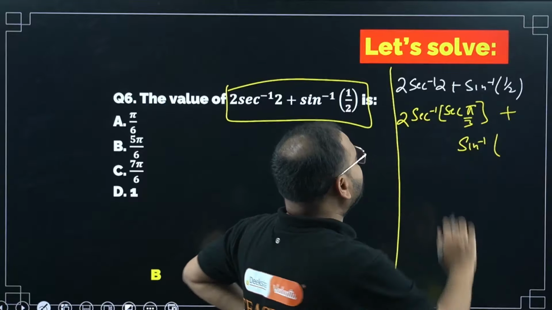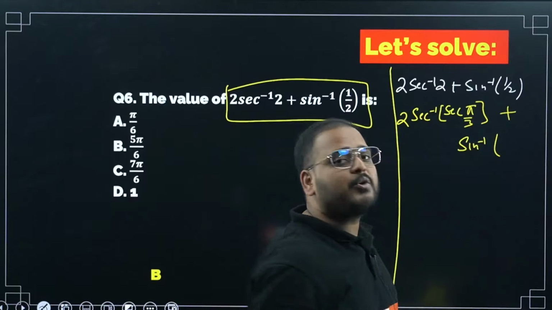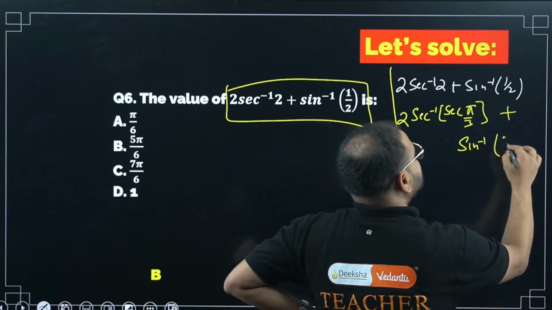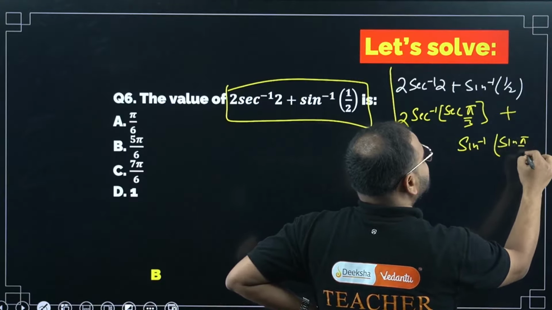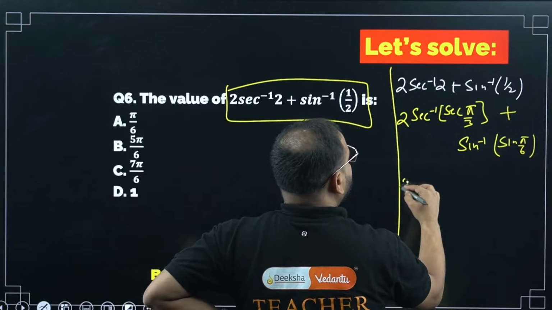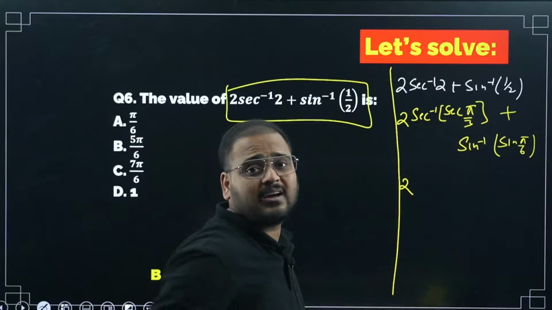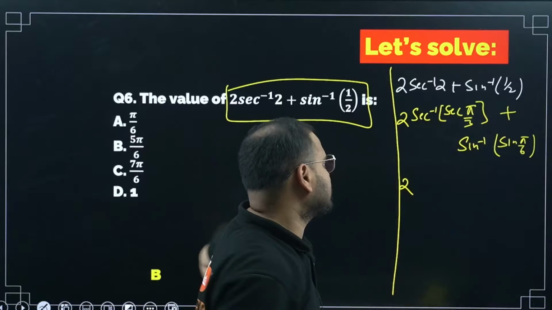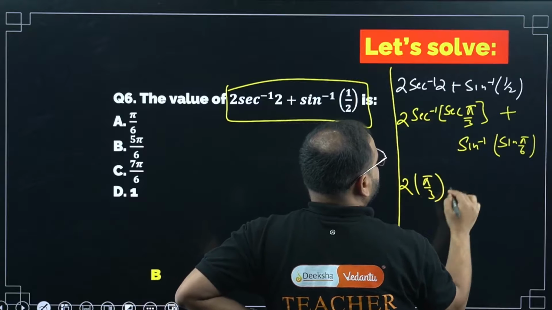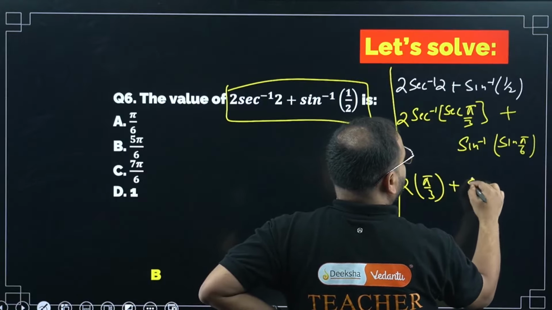So sine inverse of 1 by 2. Sine will be 1 by 2 when it is 30 degrees or pi by 6. So it will be sine pi by 6, sir. Okay, we can simplify now, clearly. Why? Because these are all first quadrant angles. In first quadrant angles, everything is positive. So sec inverse of sec will become just pi by 3. This will be plus sine inverse of this, which becomes pi by 6.